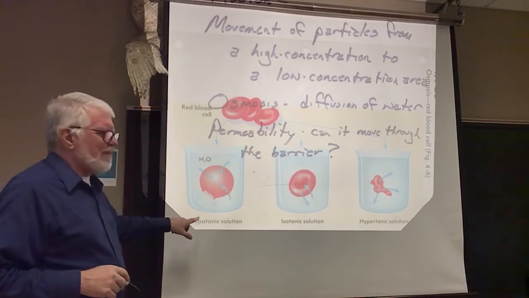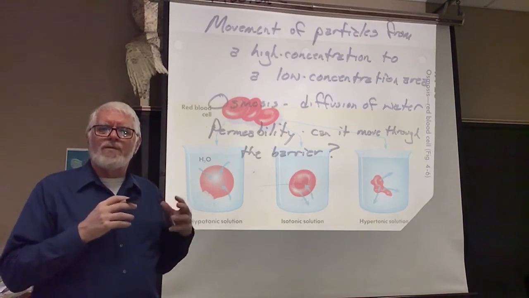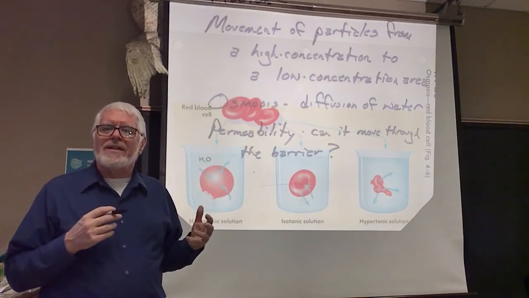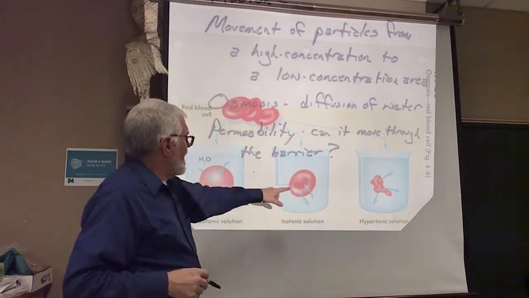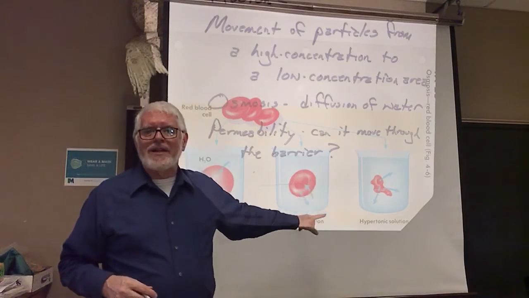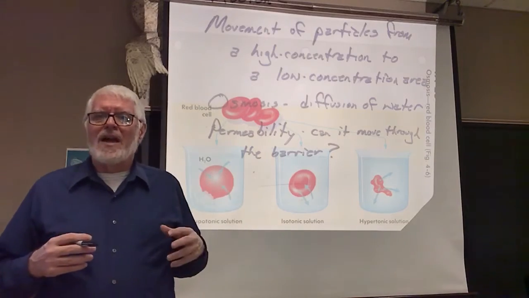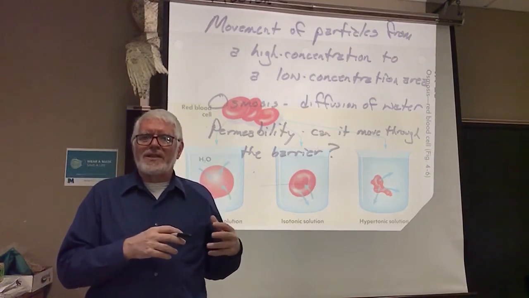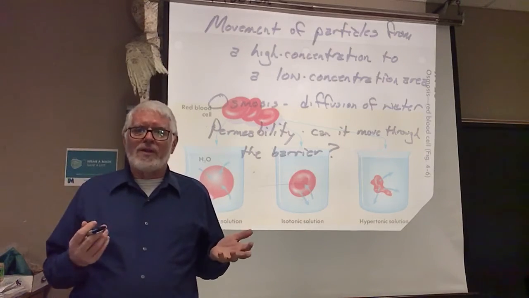This is considered a hypotonic solution. It has more fluid in it, more water in it than what's on the other side. Now, typically, your plasma is an isotonic solution. Water can go in and out of these blood cells, but the amount of water in the blood cells is equal to the amount of water in the plasma. The other stuff that's dissolved in the water is different.